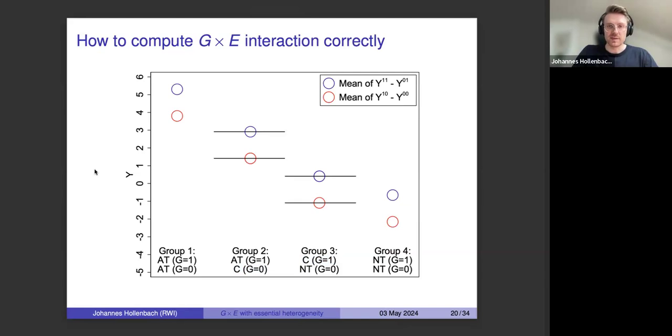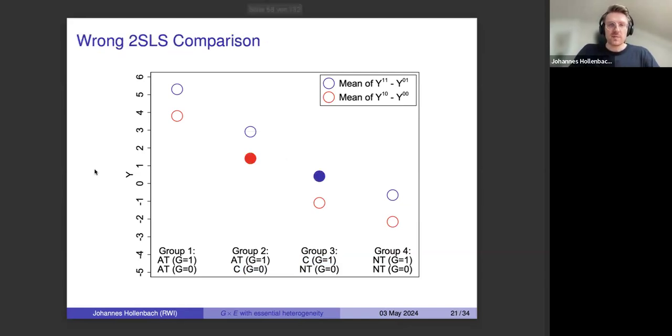circles. So basically subtracting. The problem is two-stage least squares compares these two, the filled out circles. And as you can see, the red filled out circle is above the blue filled out circle. And if you subtract red from blue, you will end up with a negative estimate.